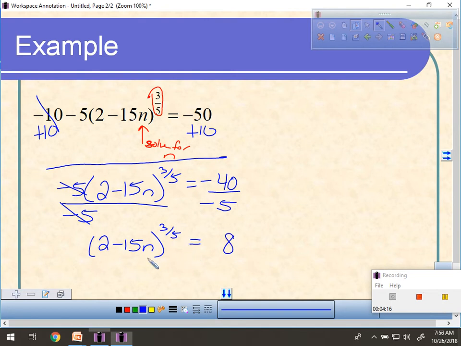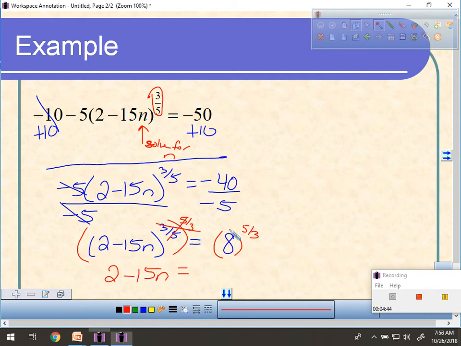And see, now that you've got this expression by itself, you've got this exponent by itself, the way we get rid of a rational exponent is you do its reciprocal. So I'm going to reciprocate 5/3, but I'm going to do it to both sides. So I'm going to have 8 to the 5/3. Then when you do the reciprocal times a fraction, they multiply to give you 1, so it's just like they're canceling out to give you 1. And so that leaves behind 2 minus 15n.